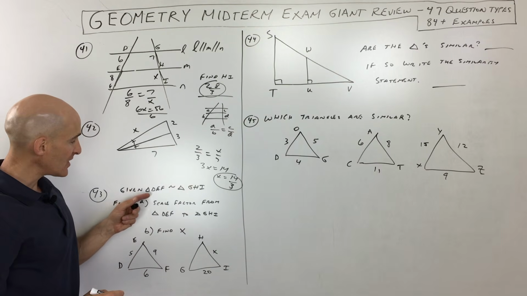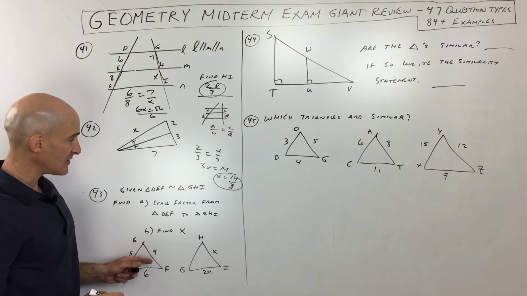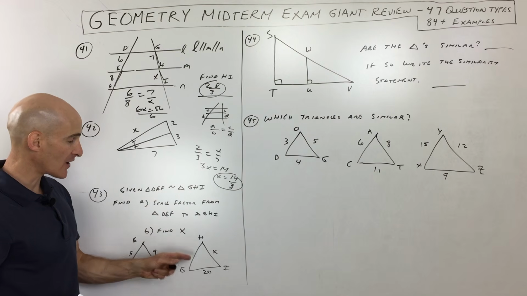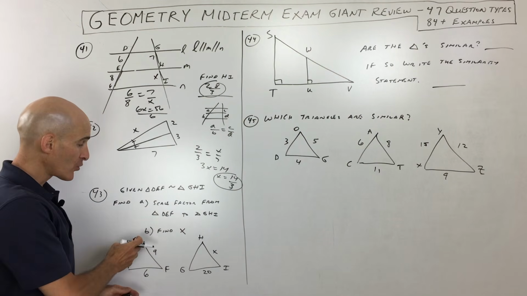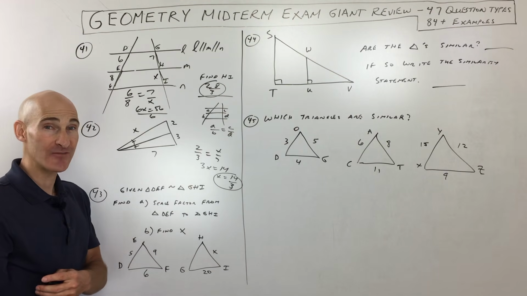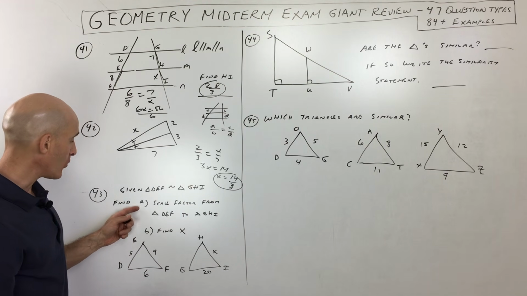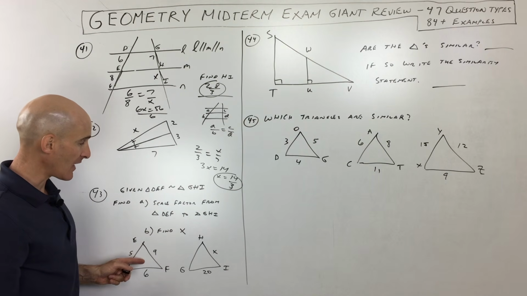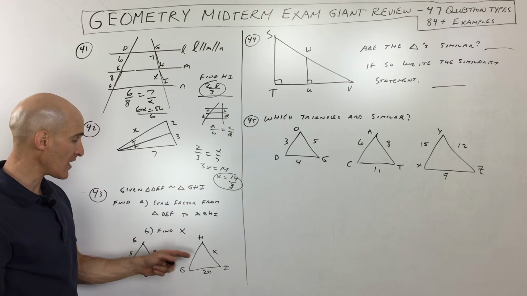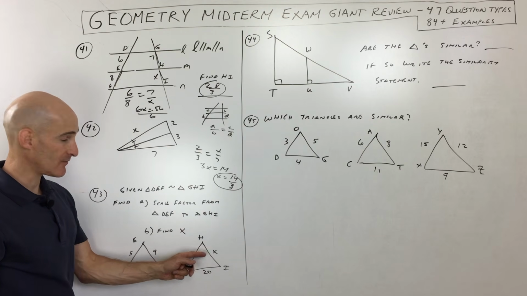Okay, number 43, it says, given that triangle DEF is similar now to triangle GHI. Now remember, similar means that the corresponding angles are congruent, but the corresponding sides are proportional, okay? So they're in the same ratio. And it says, find the scale factor from triangle DEF, this one on the left, to triangle GHI, this one on the right. And then part B says, find the length of side x here, HI, okay?